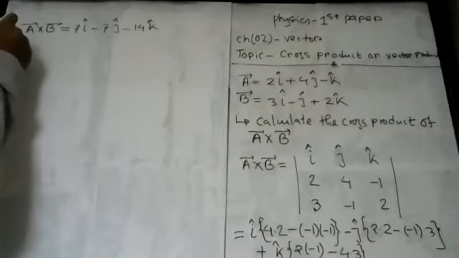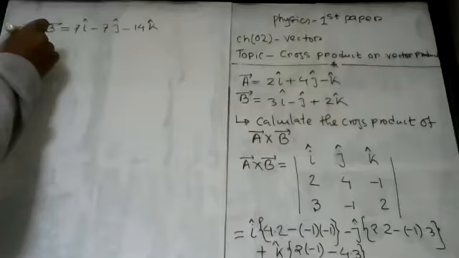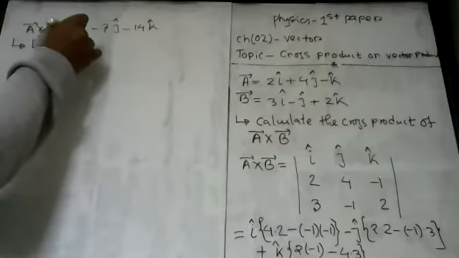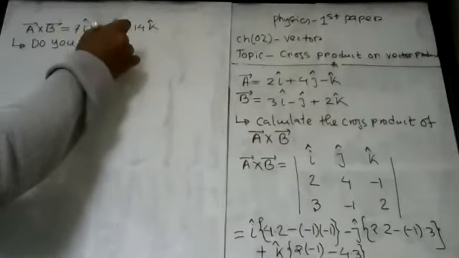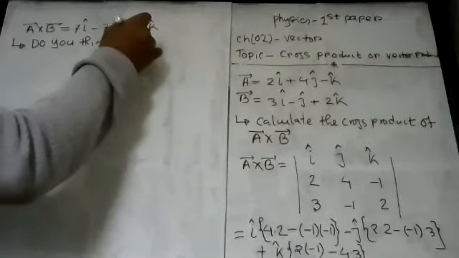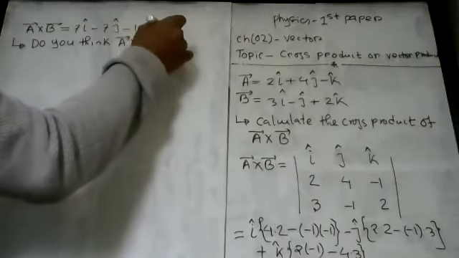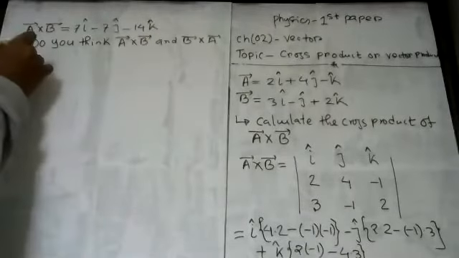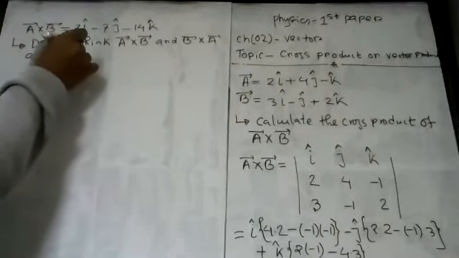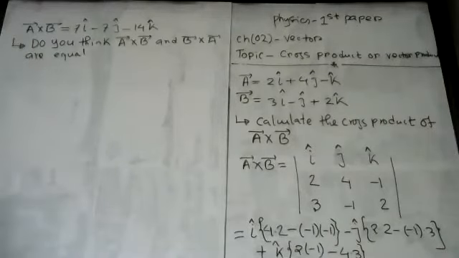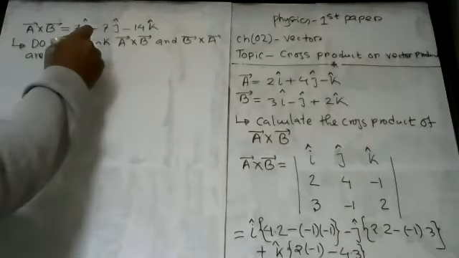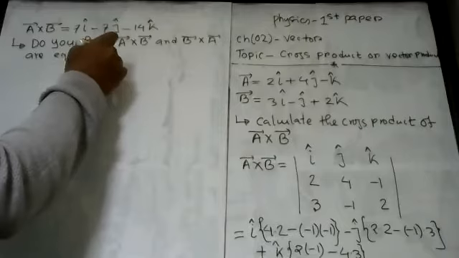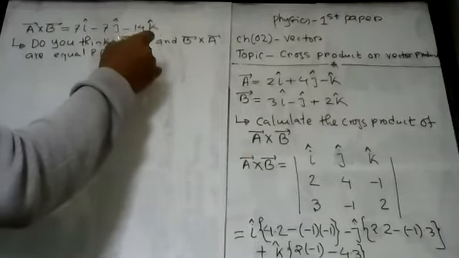Now my next question is here. Do you think A cross B and B cross A are equal? Explain mathematically.